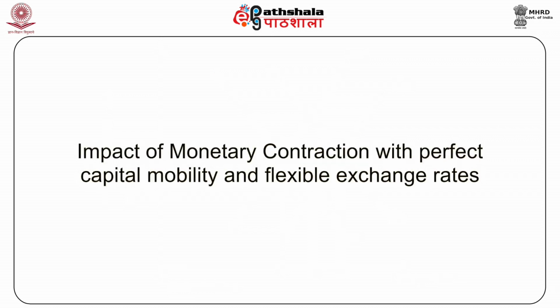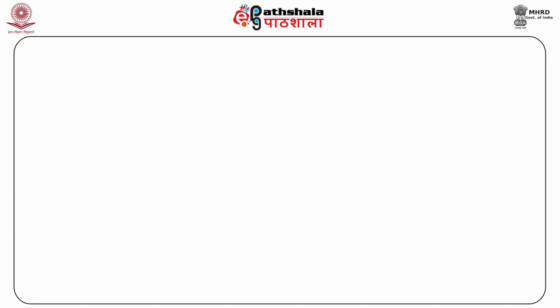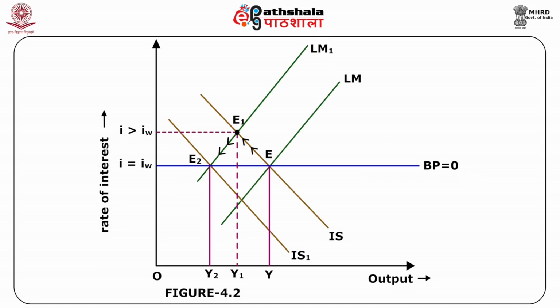Impact of monetary contraction with perfect capital mobility and flexible exchange rates. In this graph, let us assume there is a reduction in nominal money stock. This will lead to a shift in the LM curve towards left to LM1. From this graph, you can see that the domestic interest rate is more than the world rate of interest, that is i is greater than iW. So there will be capital inflow, and this will lead to an appreciation in the exchange rate.